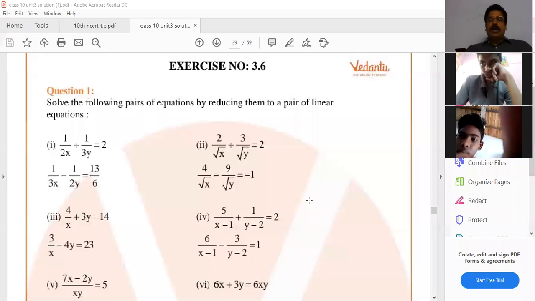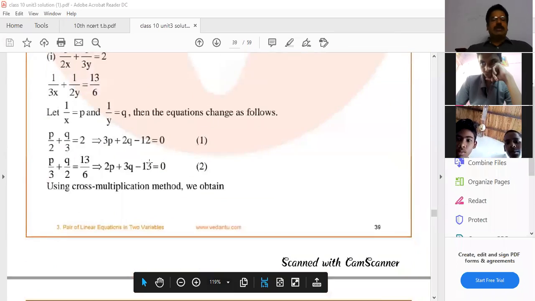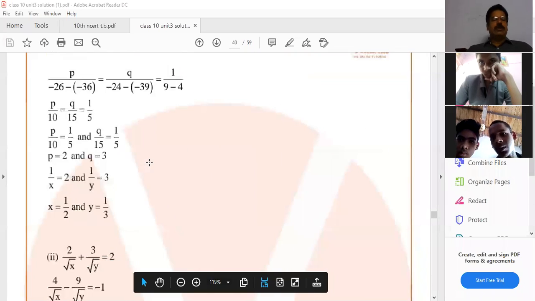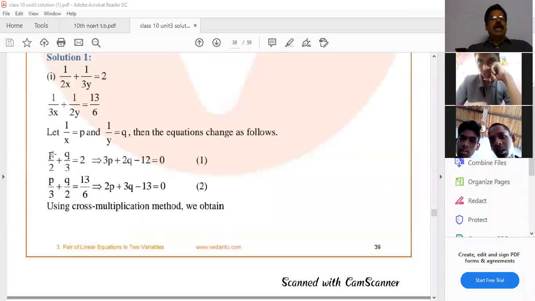Okay. Now, see the solution. Here you see. Let 1 by x be p, suppose, and 1 by y be q, suppose. The equations change as follows. 1 by 2 into 1 by x becomes p by 2, plus 1 by y is q, so q by 3 is equal to 2.